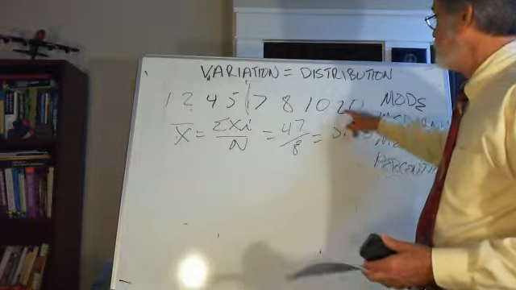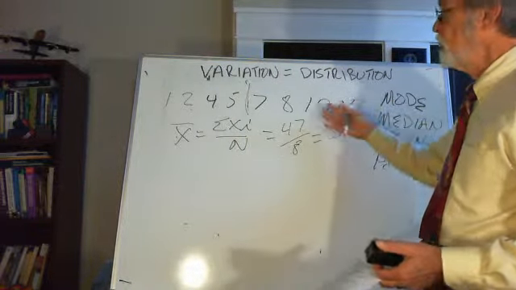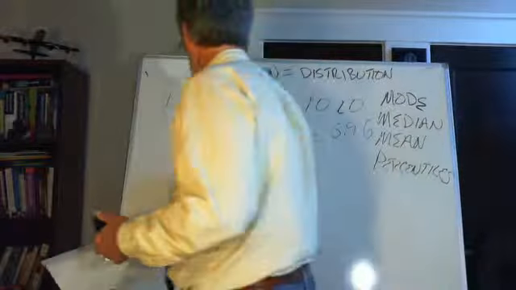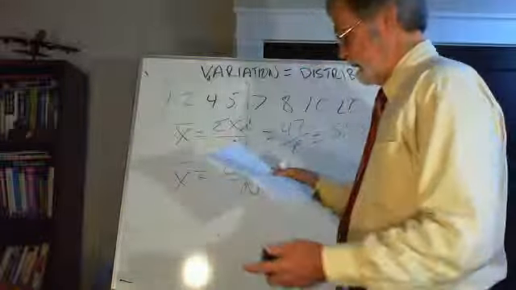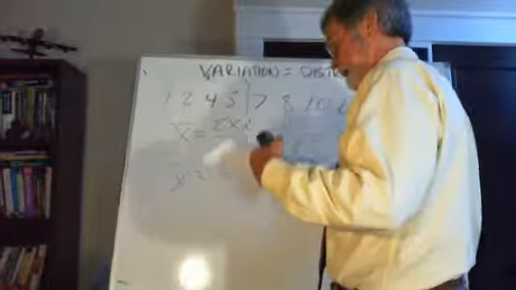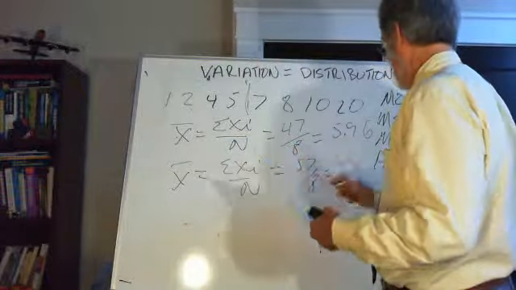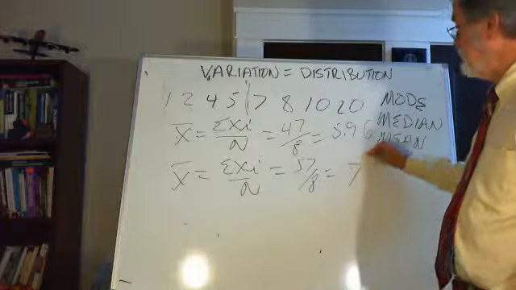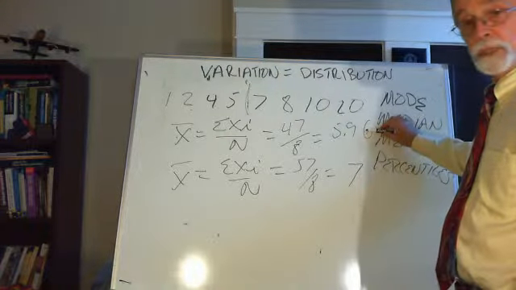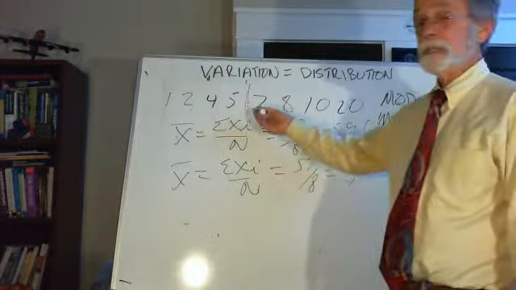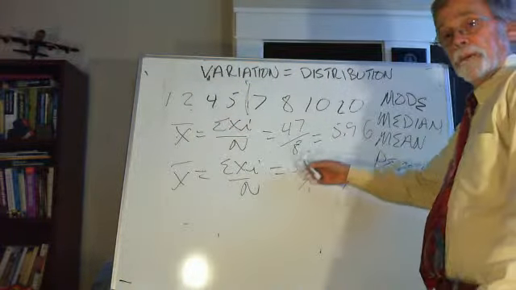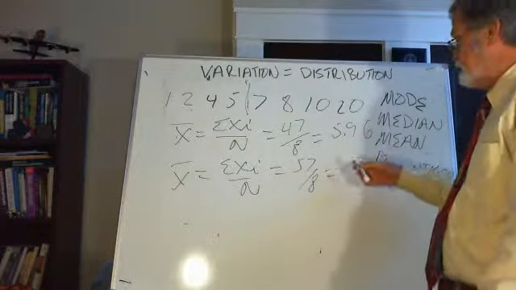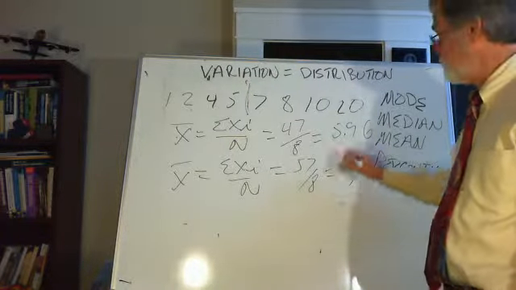So if we change this 10 to 20, then if we sum across, the sum of xi over n, we're going to have a higher value. This would be 57 this time divided by 8, and if my math is correct, I'll have about a 7. So now the mean has shifted up. It was about 6, now it is a 7, but yet the median stays the same. So the mean has been pulled to the right, has increased as a result of this higher value.